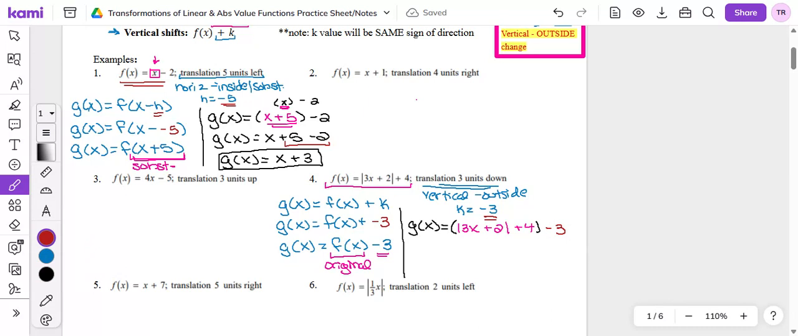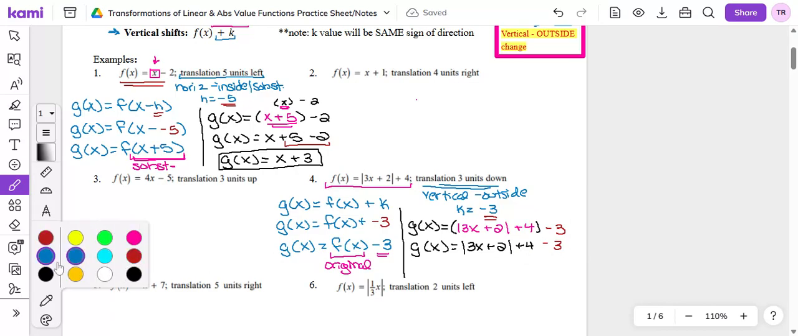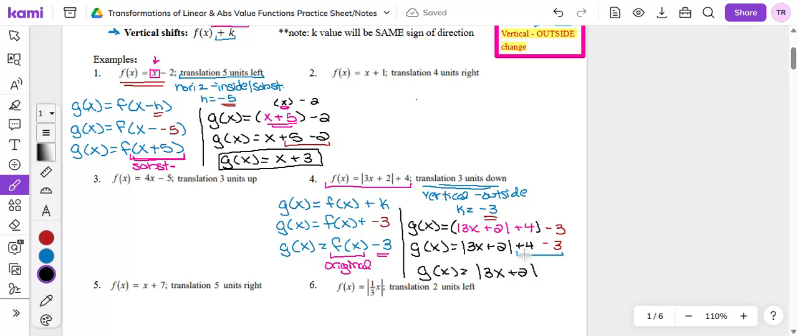And now we'll do any work. Again, there's nothing to distribute on that original function, so that just stays as is. Right? And again, I always put the parentheses because maybe there might be something I have to distribute at some point. I don't know. And then I drop down that minus 3. Okay, from here I have a plus 4 on the outside, I have a minus 3 on the outside. I can combine those, and my new function is g of x equals absolute value of 3x plus 2, close it, 4 minus 3 is plus 1.